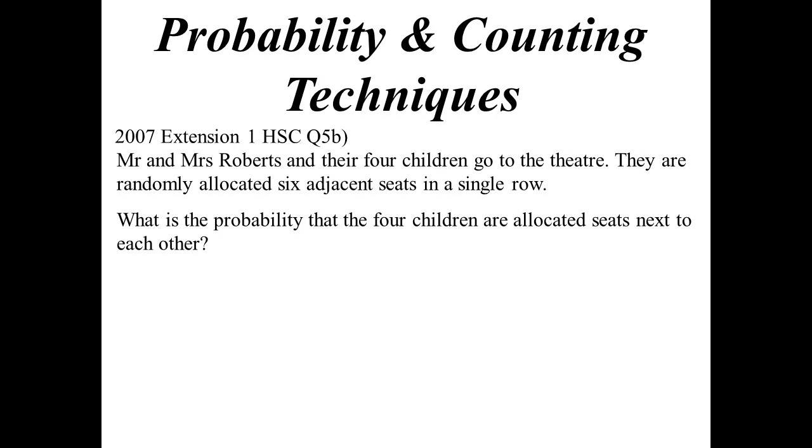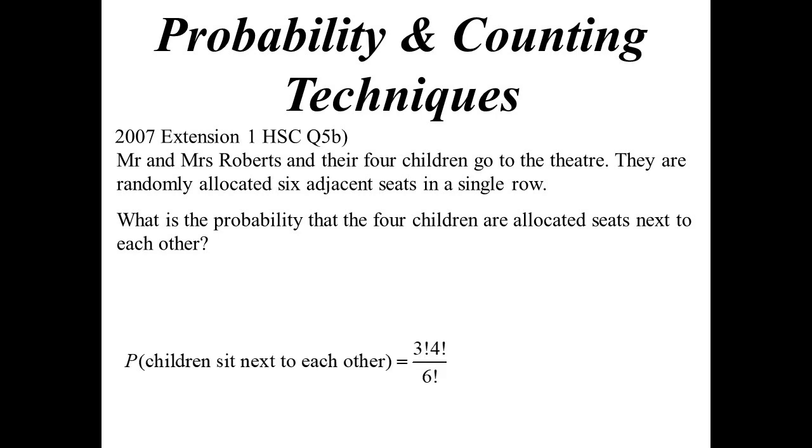So going back to 2007, Mr. and Mrs. Roberts and their 4 children are going to the theatre. They're randomly allocated 6 adjacent seats in a single row. What's the probability that the 4 children are allocated seats next to each other? All right. Order, important or not important? So we're going for permutation?